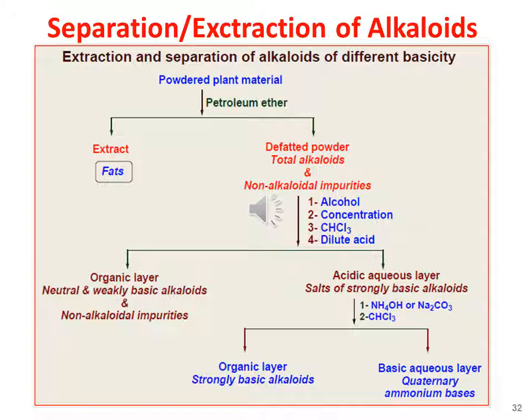So the summary is, you have to use a dried plant's material, convert it into a fine dust, and then defat it with the petroleum ether, and then extract the defatted plant's material with the alcohol, followed by its concentration, then extract it with chloroform, and then acidify it with the dilute acid. Now again extract it with the chloroform. The aqueous layer will contain the quaternary ammonium bases, whereas the organic layer will contain the strongly basic alkaloids.